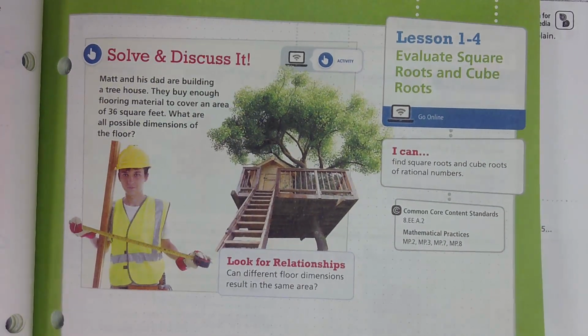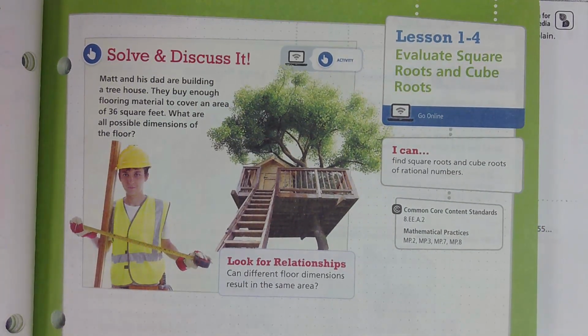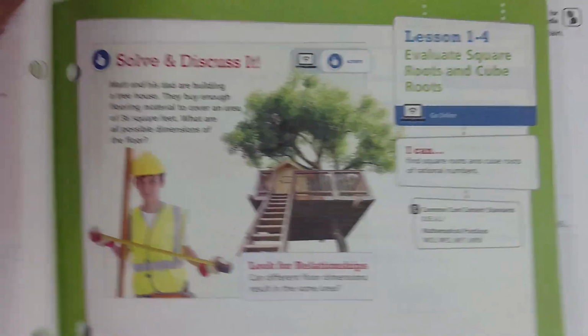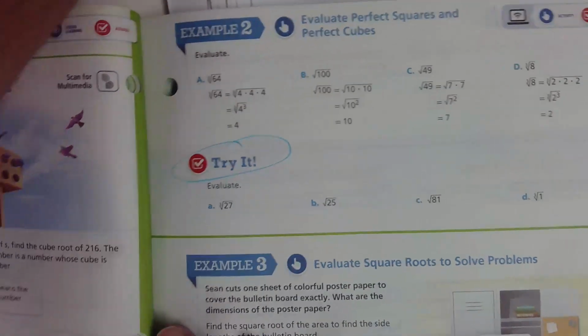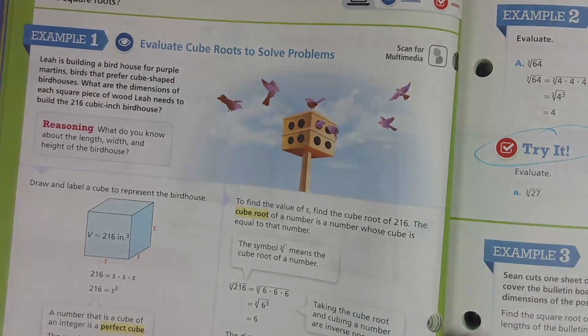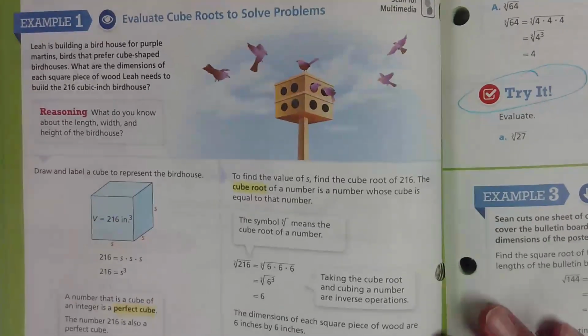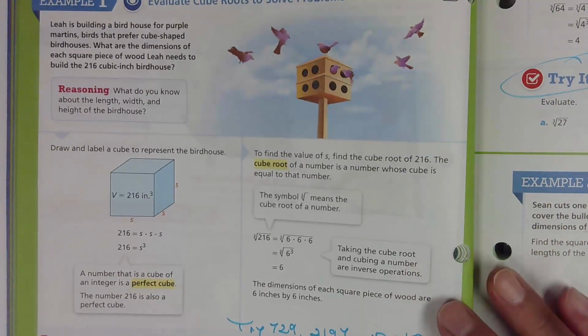Okay, 8th grade, lesson 1-4. This is on page 27, evaluating square roots and cube roots. And so since you guys have learned about square roots and cube roots, you should be good to go. All right, I'm looking at page 28 here.